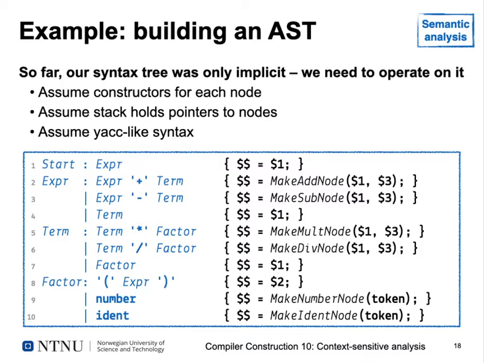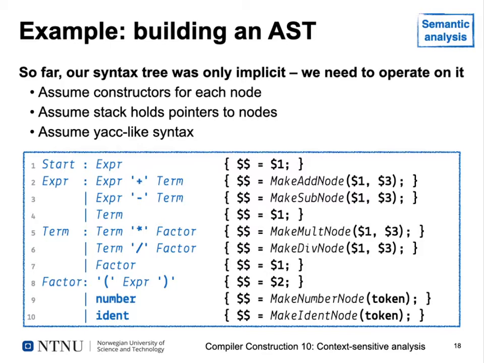So in order to build something that would actually evaluate expressions, we would need to construct our syntax tree. So far, it was only implicit because our productions in the grammar ran down the recursion and back up again. But when we want to operate on it to generate code, we need to explicitly generate this abstract syntax tree. So we just assume that we have some functionality, a library or something, to create trees. For each of the nodes in our grammar that has a certain node type, we assume there are constructors for this type of node in our tree. We assume that our stack holds pointers to nodes, and again, we assume a YACC-like syntax here.